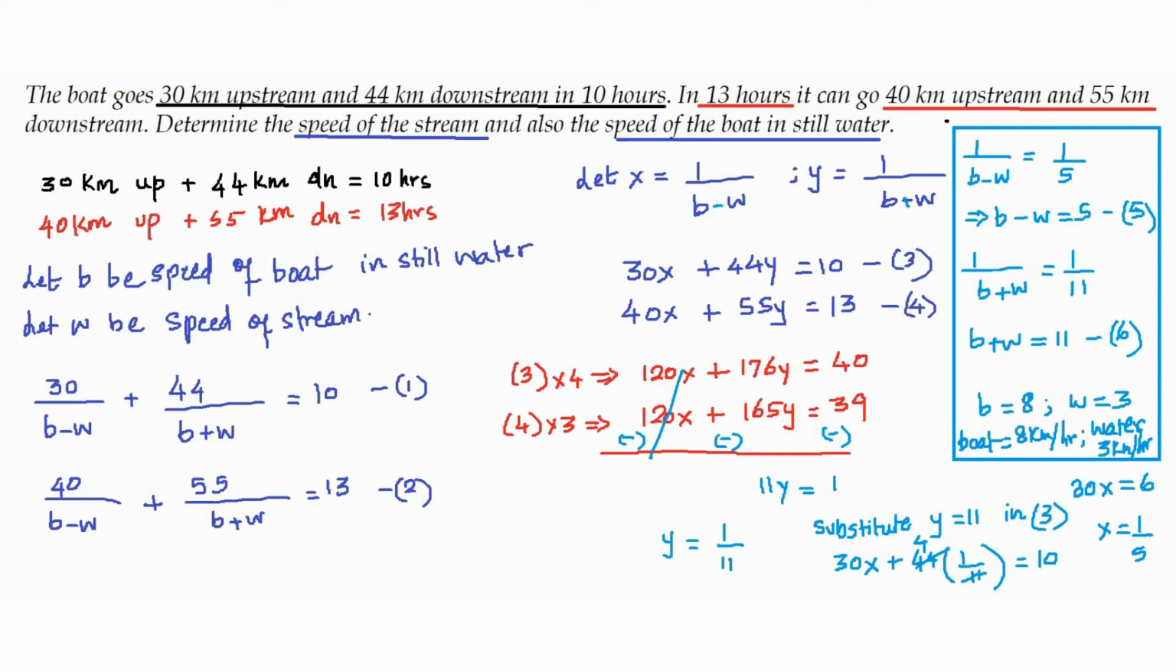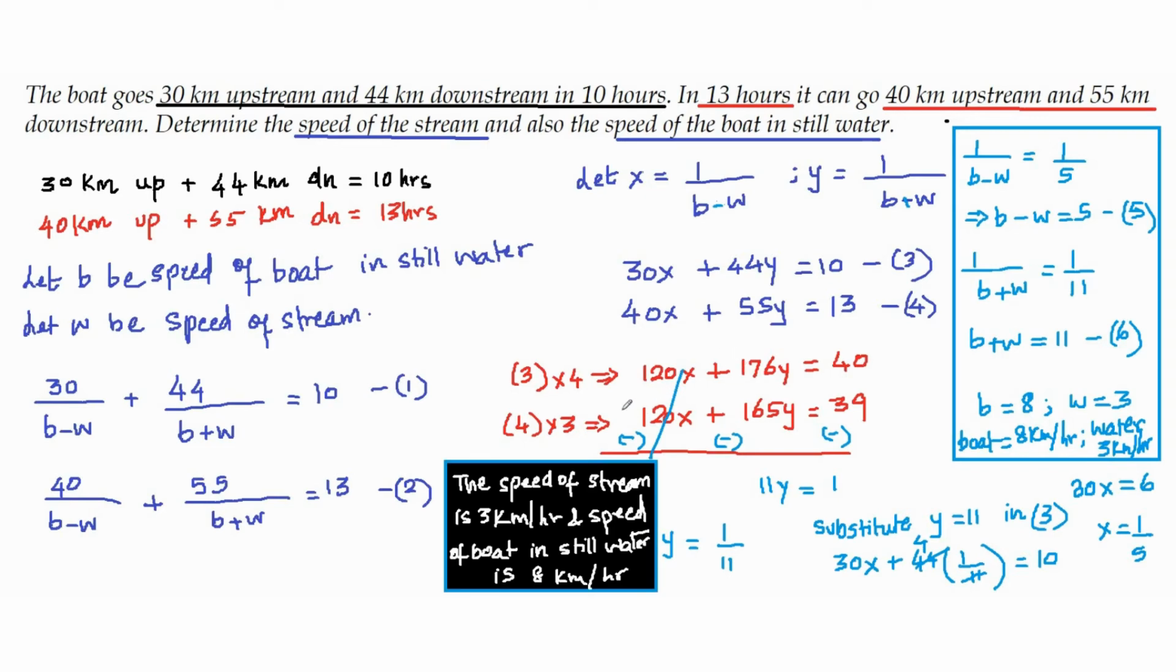So the final statement that I would write is as follows. The speed of the stream is 3 kilometers per hour and speed of the boat in still water is 8 kilometers per hour. So again, just to quickly recap, I wrote the upstream and downstream parameters. Here the time was given. So I wrote everything in terms of time.